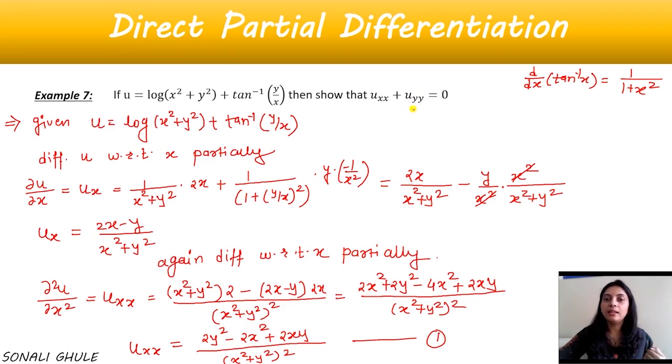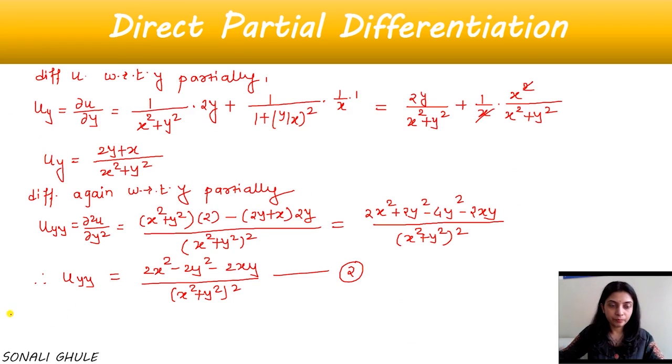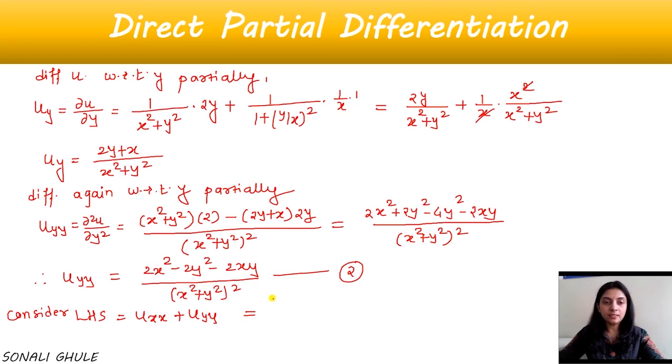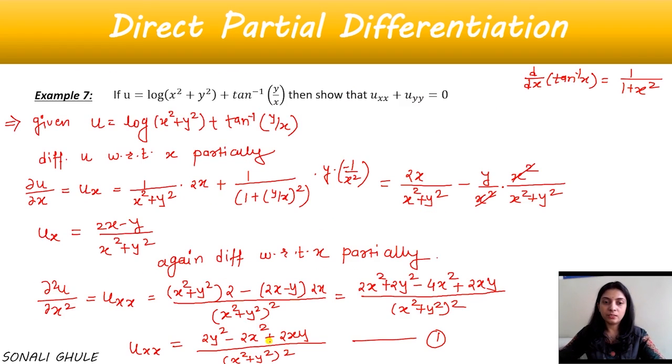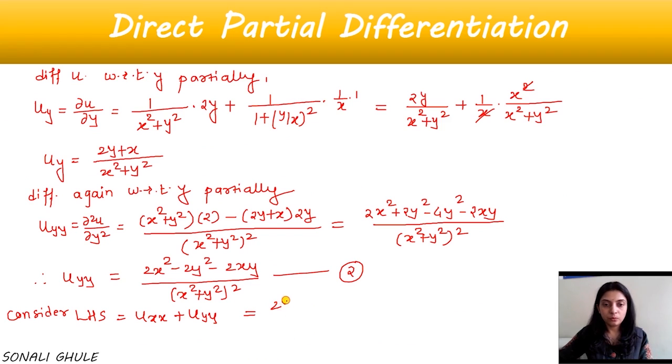Now I am going to solve the left hand side, and I will show here right hand side is 0. So using this, consider left hand side, what is it? Addition of this uxx and uyy. Now if you check, what is our uxx here? Right, 2y square minus 2x square plus 2xy upon (x square plus y square) whole square.